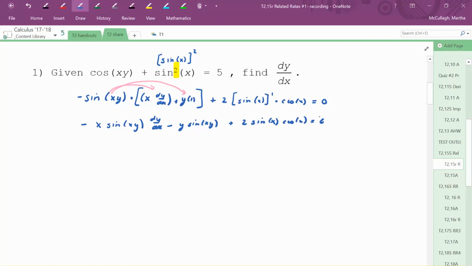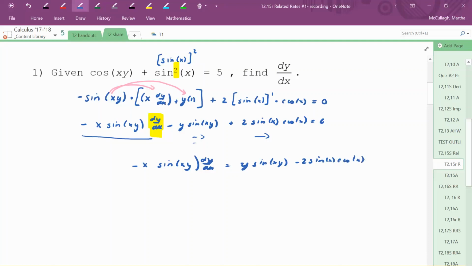So I'm trying to solve for this dy dx. The only place it shows up is right here. So I'm going to keep that term on this side of the equation, and I'm going to add this term, subtract this term. So I end up with a negative x sine xy dy dx equals y sine xy minus 2 sine x cosine x.